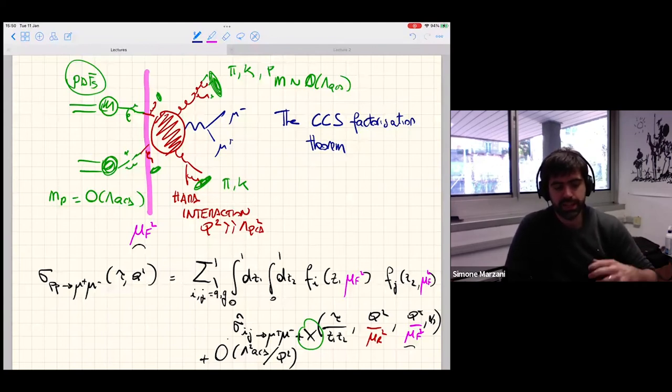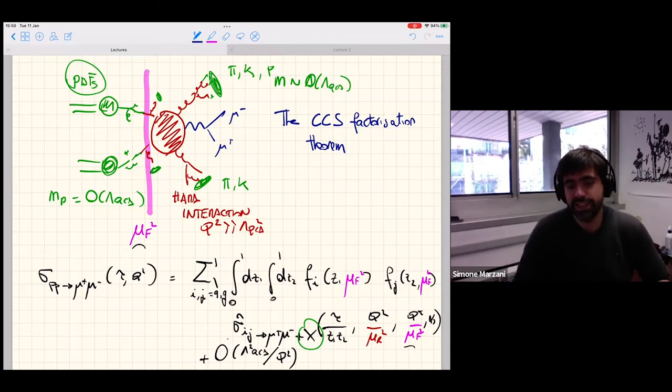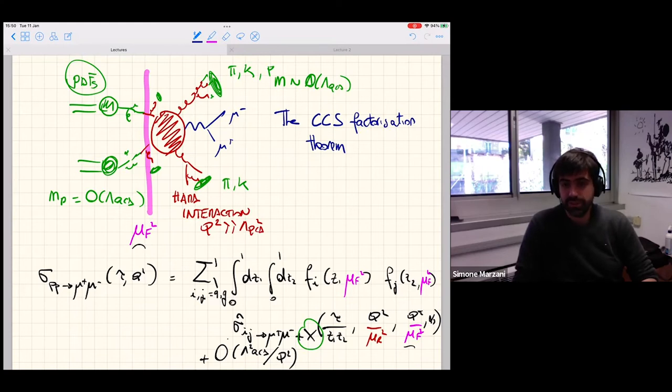Can I take this formula, which is usually proven for inclusive DIS, and then take it essentially for almost every process at the LHC? And can you always do that? Well, that's a question that sometimes is difficult to answer.